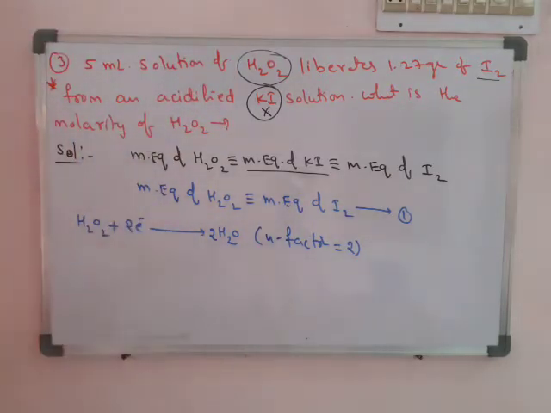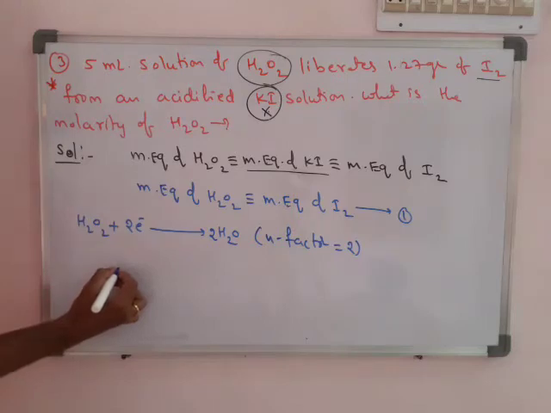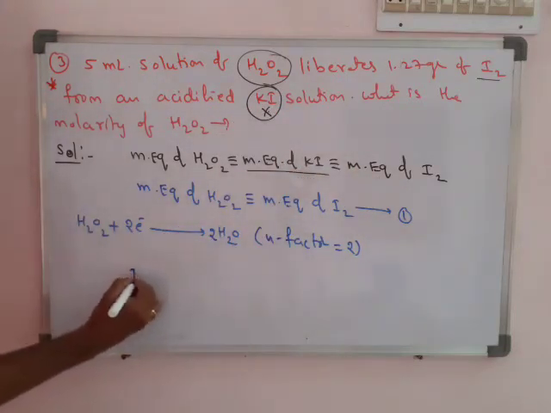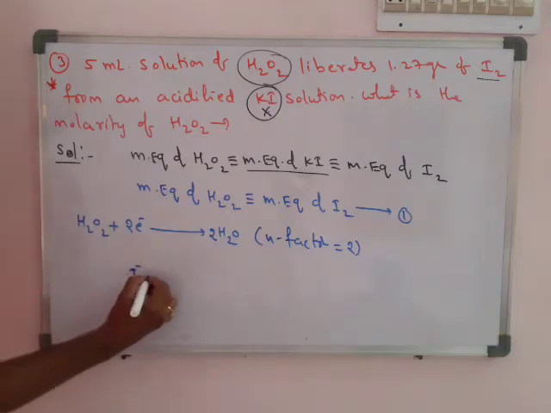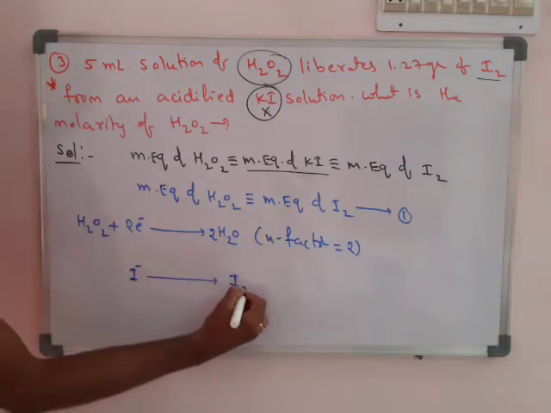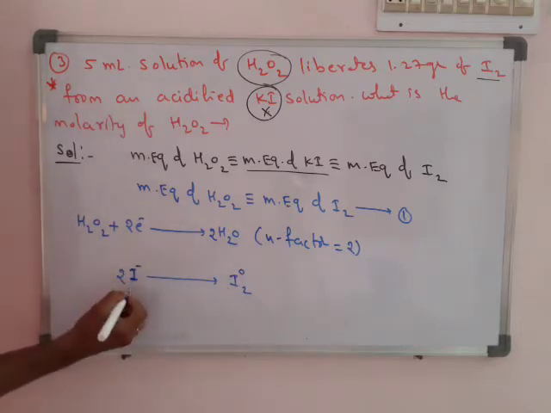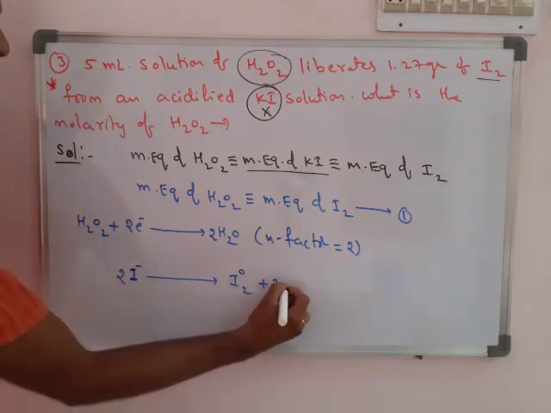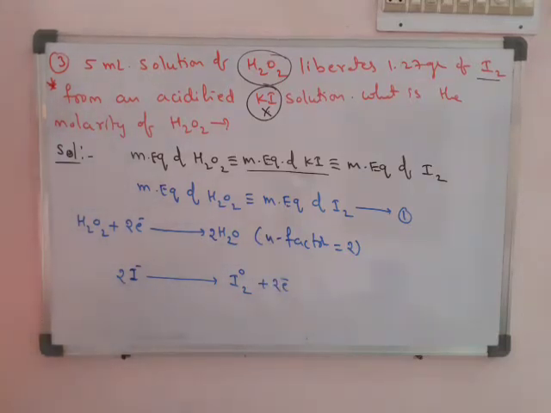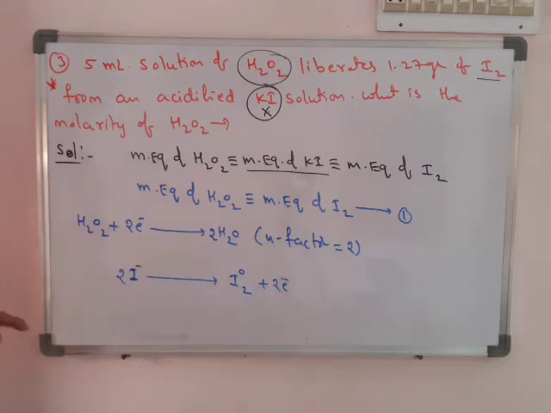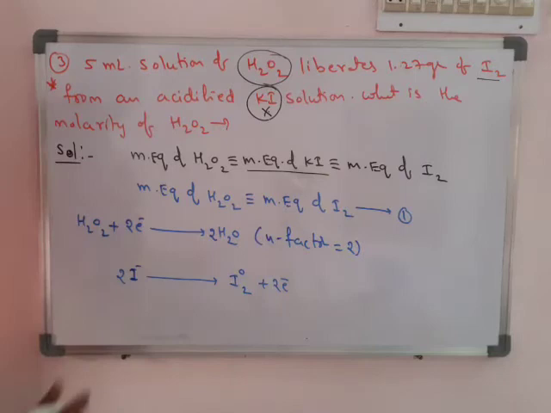But what about the iodine? From where is iodine formed? Iodine is formed from potassium iodide. Here I minus becomes I2. So I2 is a zero oxidation state molecule, 2 iodines. So what is the n factor? Again here also the n factor is equal to 2. But one important thing is we calculated it for 2 iodines, I2.